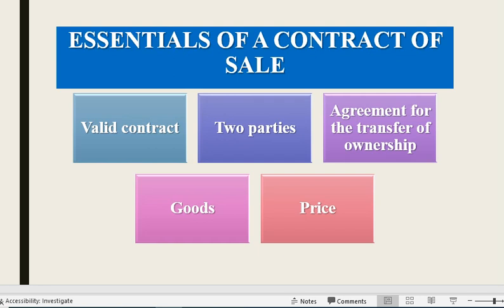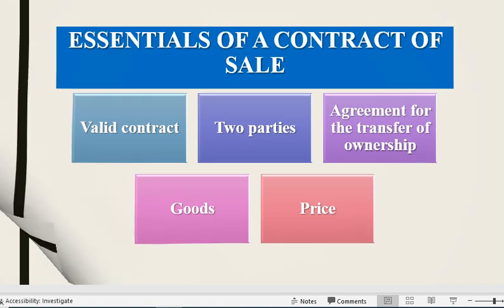So these are the essentials of the contract of sale. It should be a valid contract. There should be two parties. There should be an agreement to transfer ownership. The subject matter of the contract of sale is goods, and the essence of the contract of sale is the price. There should be goods, and they should be sold or transferred on the basis of price.